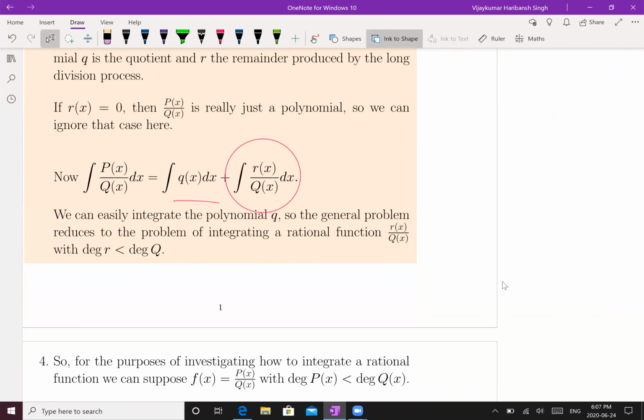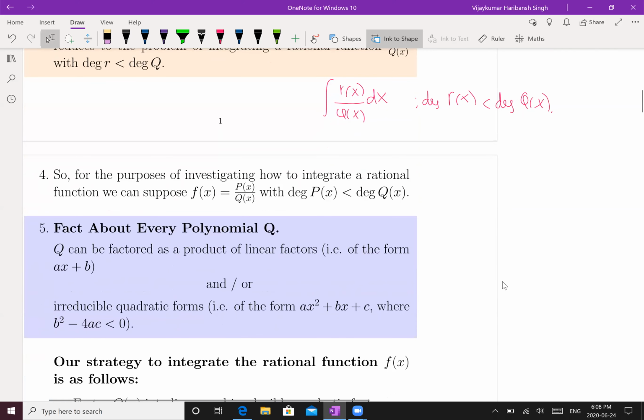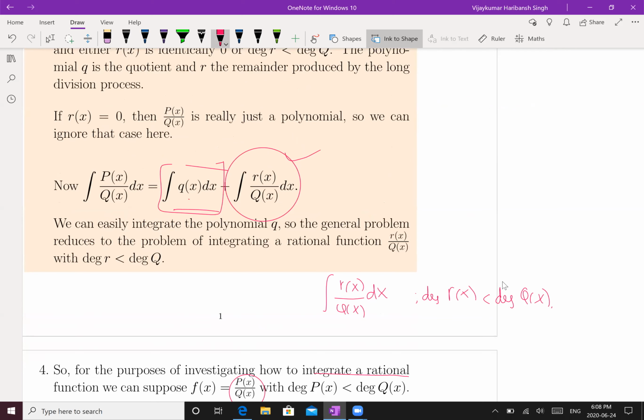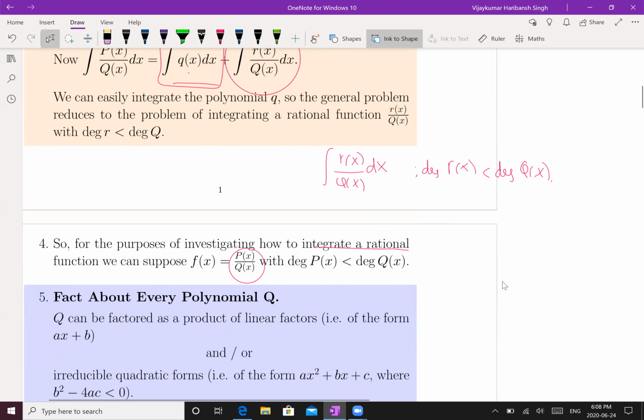So our focus will be on solving the problem r(x) divided by q(x). We want to integrate r(x) divided by q(x) dx, where the degree of the numerator is less than the degree of the denominator. Those are the rational functions we'll concentrate on, because they can all be reduced to a polynomial plus a rational function of this form. So for the purpose of investigating how to integrate rational functions, we will focus on f(x), which is p(x) over q(x), where the degree of p(x) is less than the degree of q(x), again because of this possibility of writing it as a polynomial plus another rational function with the said property.